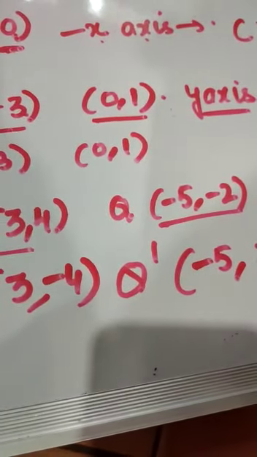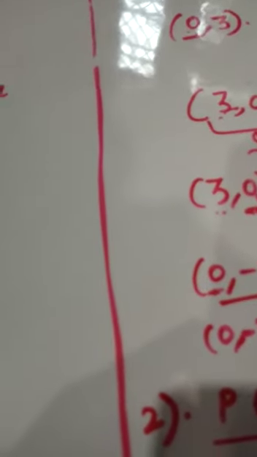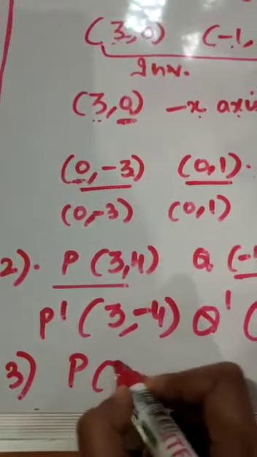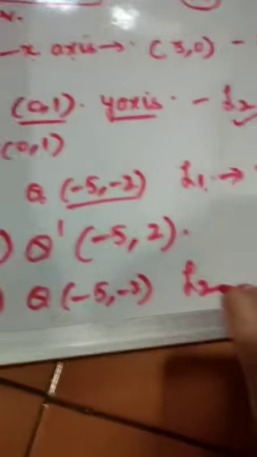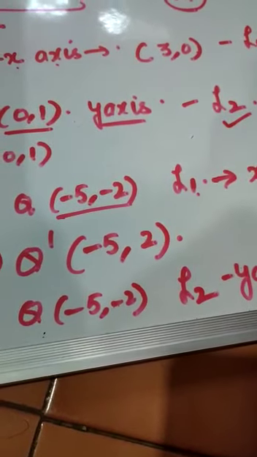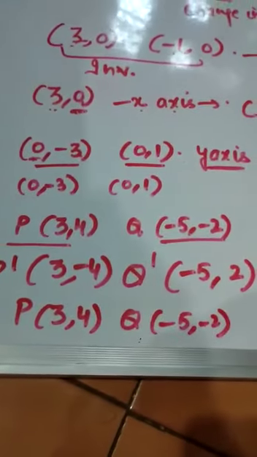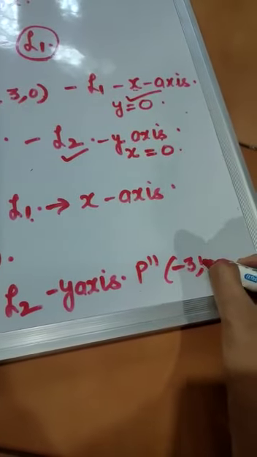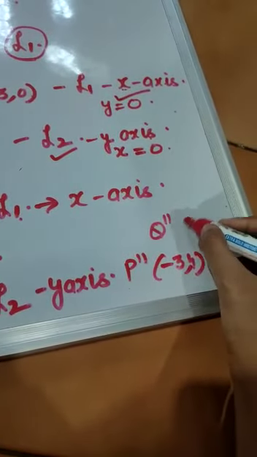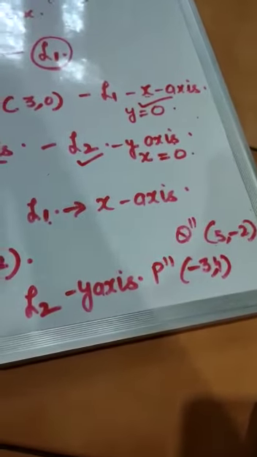Now they have asked us to write down the images of P and Q on reflection in L2. We have to find the image of P and Q in the line L2, and L2 is the y-axis. Reflection in the y-axis means change in x. So 3, 4 will become minus 3 and 4, and minus 5, minus 2 will become 5 and minus 2.